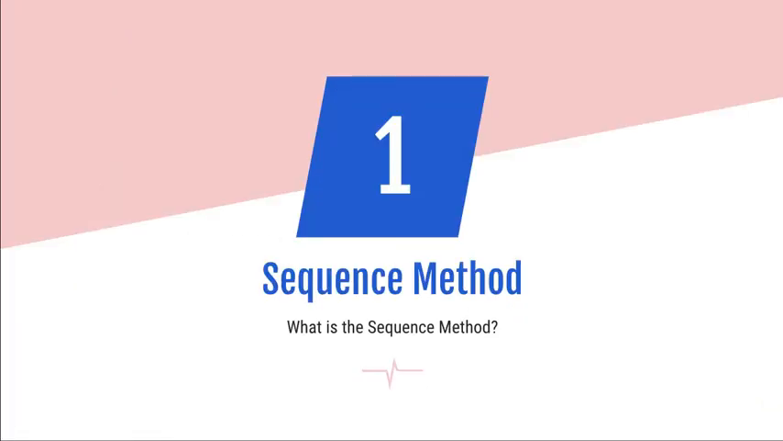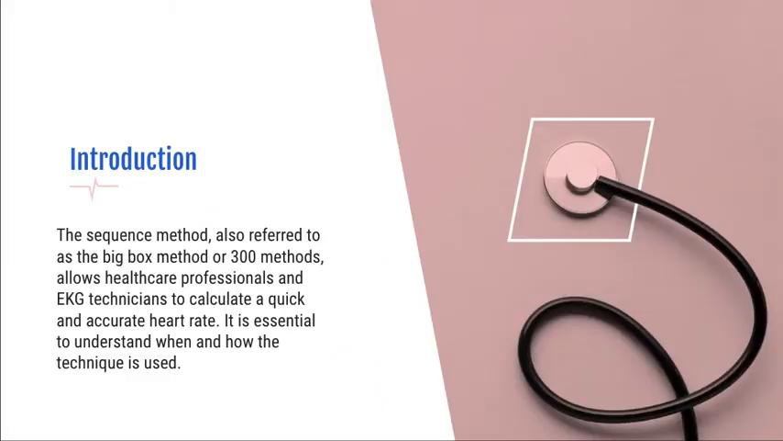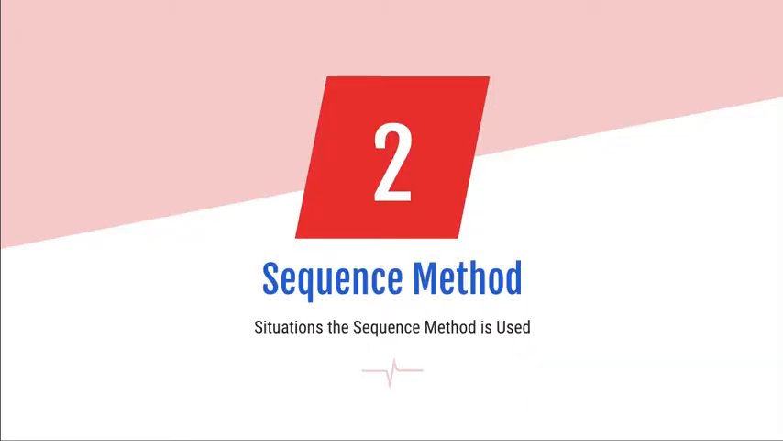1. What is sequence method? The sequence method, also referred to as big box method or 300 method, allows healthcare professionals and EKG technicians to calculate a quick and accurate heart rate. It is essential to understand when and how the technique is used. 2. Situations the sequence method is used.